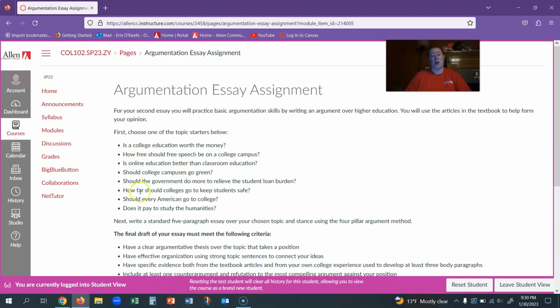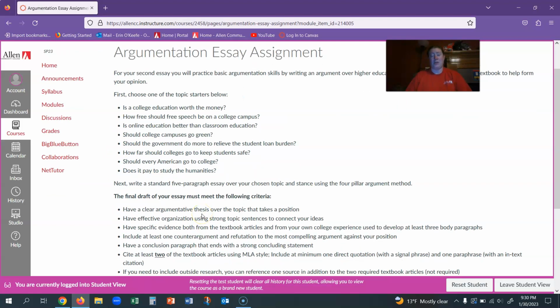So these are the questions that you can ask, our topic starters. The first thing I want you to do is go through this list of topic starters and decide what interests you the most. All of these topic starters have multiple articles in the textbook that can help support multiple viewpoints on them. That's why they're topic starters that you can choose for this essay. So you will write your essay over essentially one of these topics.